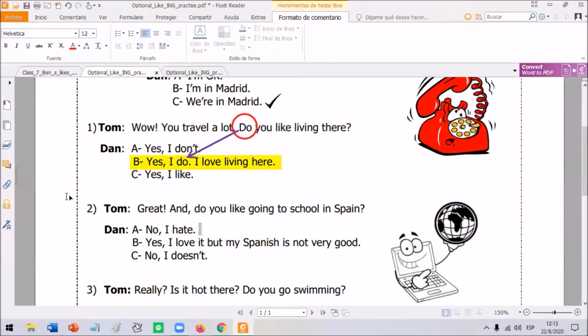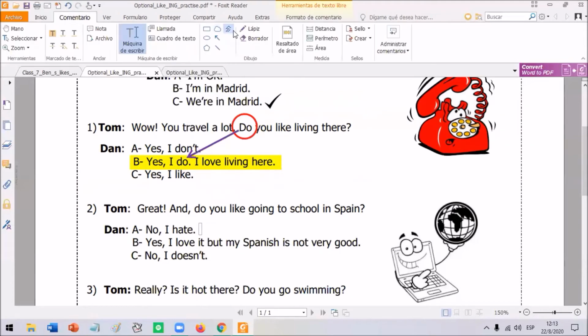Y hay otra que a simple vista también deberías darte cuenta que está mal. La última. No, I doesn't. Doesn't acá no. En todo caso, dijimos, no, I don't. Entonces, ni la A ni la C nos sirven. Ya las descartamos. A ver si la B es correcta. Yes, I love it, but my Spanish is not very good. That's perfect. Fíjense que tiene como dos partes esta pregunta, ¿ok?